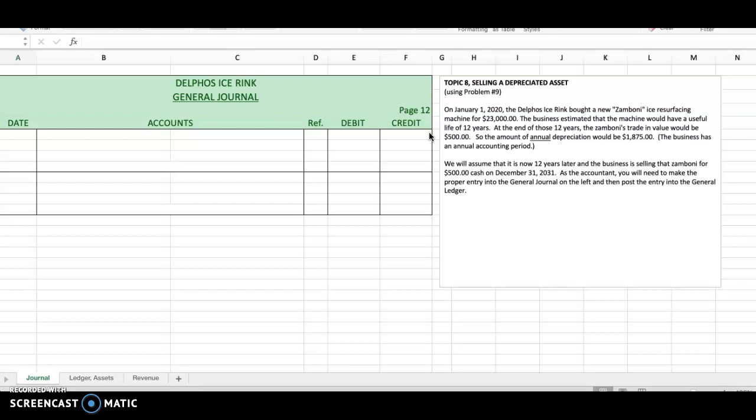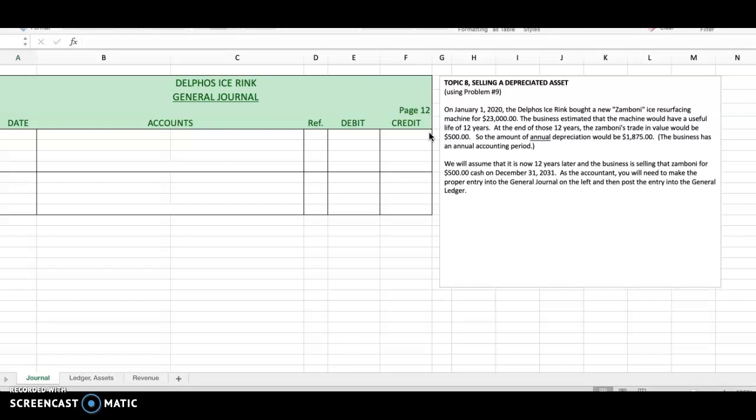So the annual depreciation rate is $1,875. We take the cost of $23,000, subtract the salvage value, the trade-in value, and then divide by 12, and we get $1,875. This company, remember, has an annual accounting period, so that's important.